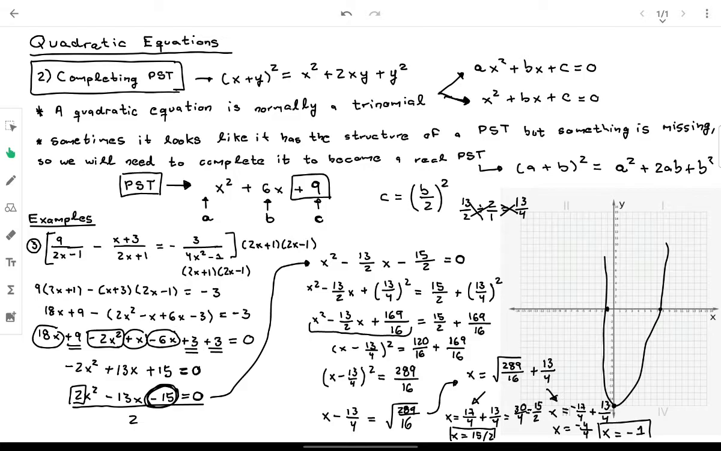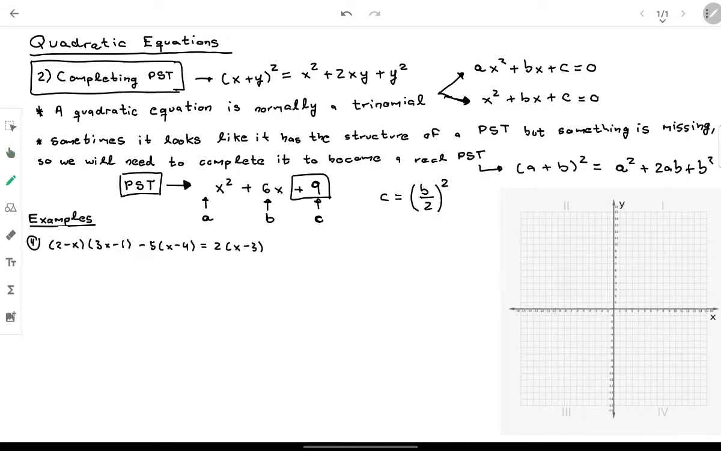So let's see another example. In this last exercise, we have something like this. First of all, remember, we need to complete the perfect square trinomial. So in this case, we need to eliminate the parentheses first. So it's going to be 6x minus 2 minus 3x squared, minus multiplied by minus is plus x, minus 5x plus 20 equals 2x minus 6.